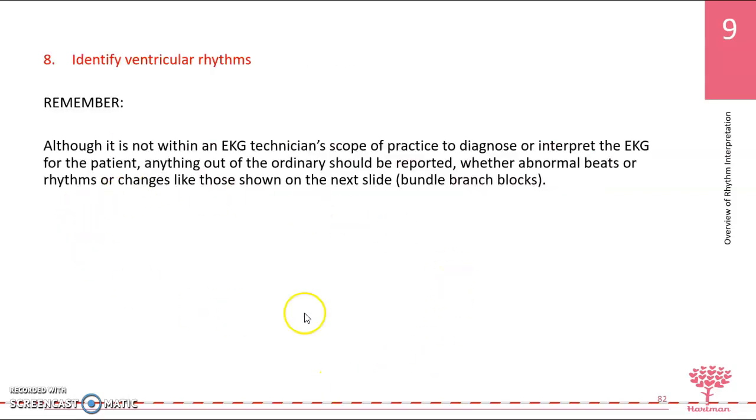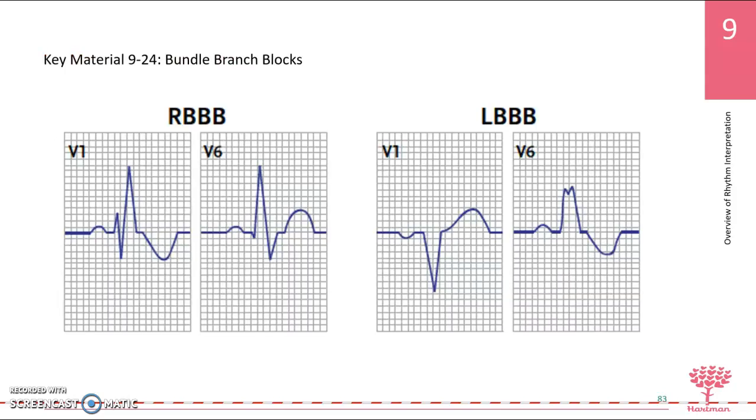But again, just like I said with the junctional rhythm, as an EKG technician, it is not your scope of practice. It is not your responsibility to diagnose or treat or interpret the EKG. You should be able to see that there's an abnormality and report that to the provider. But you're not going to tell the patient, hey, I see this, and you should be worried about your reading, because that is not in your scope of practice.